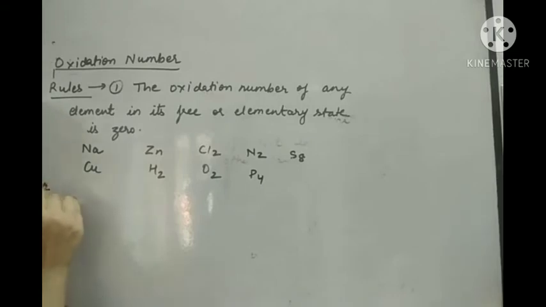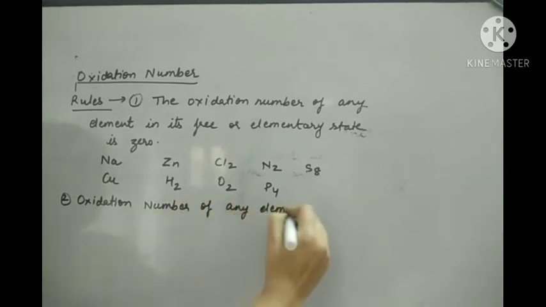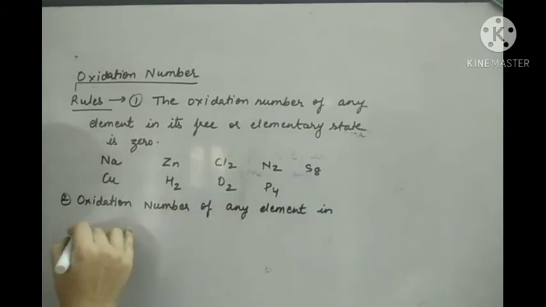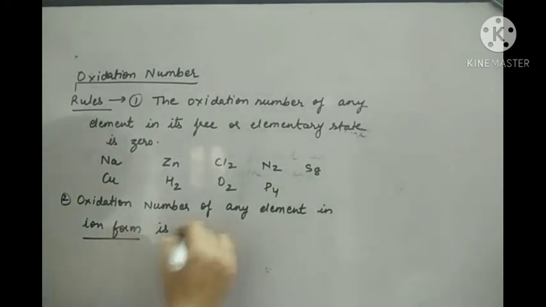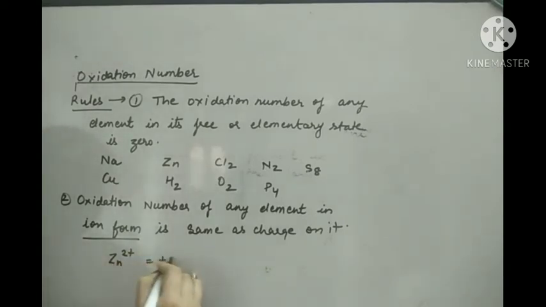Okay. Now the second rule is that the oxidation number of any element in ion form is the same as the charge on it. Suppose I write Zn2+. Now zinc here is not elemental, it is in ionic form. So what is the oxidation state? It is +2. Suppose I write Cl-.